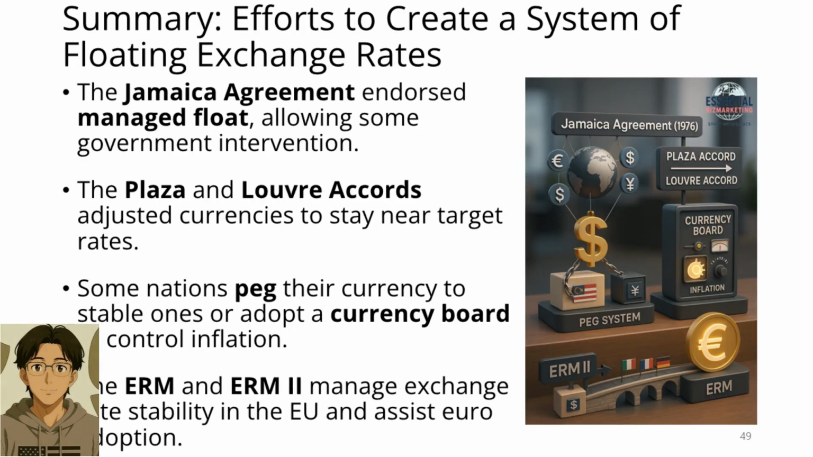Now let's summarize the evolution of floating systems. The Jamaica Agreement formally endorsed floating exchange rates, with some government oversight. The Plaza and Louvre Accords aimed to adjust misaligned rates. Other strategies include currency pegs, currency boards, and systems in the EU.